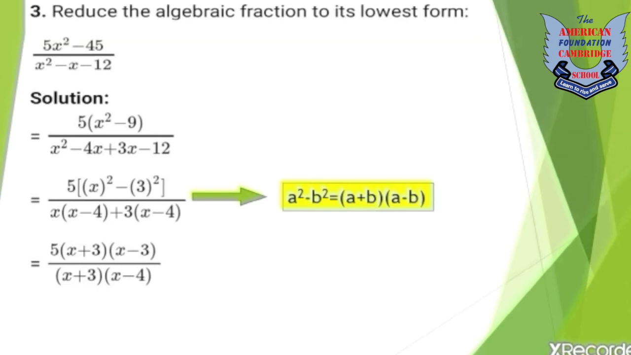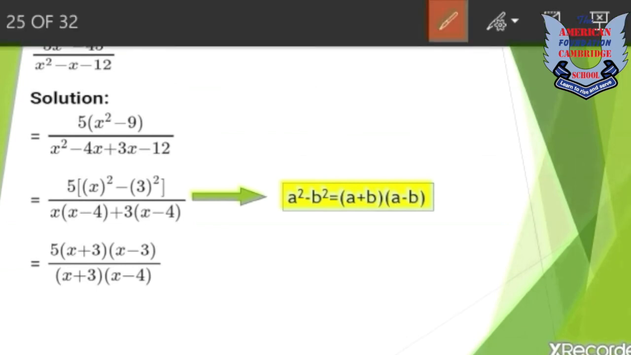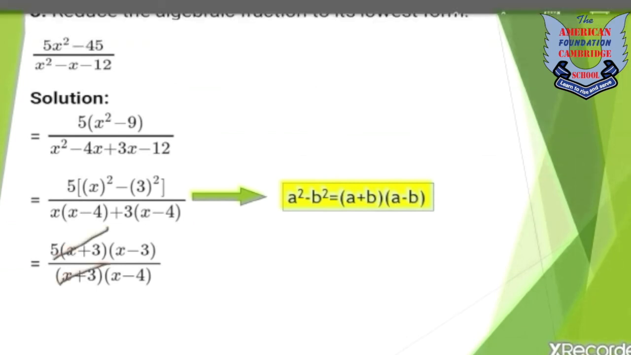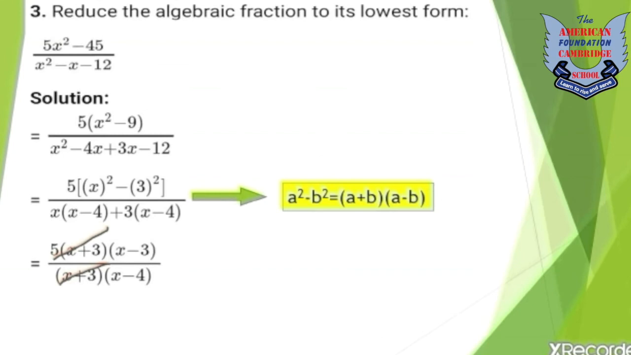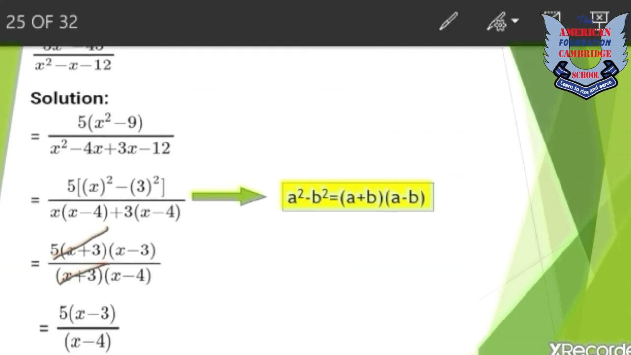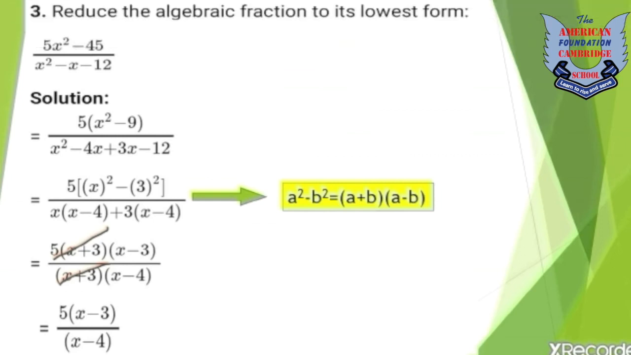Extract the common bracket x minus 4 from the denominator and write x plus 3 in another bracket. As you can see, both the numerator and denominator are fully factorized, so we can easily reduce the fraction. X plus 3 will be cancelled and your answer is 5 into x minus 3 upon x minus 4.